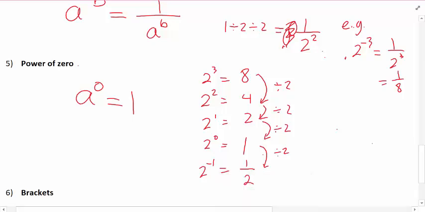If I continue this process to negative 1, I have to divide the 1 by what? By 2. So I would get 1 over 2. So 2 to the power negative 1 is 1 over 2. Okay? 2 to the power negative 2 is what? 1 over 2 squared.